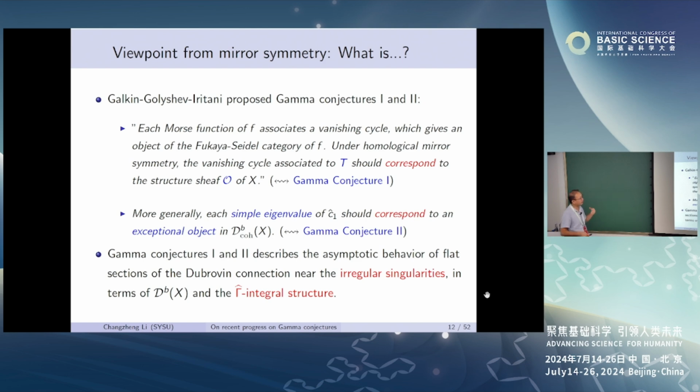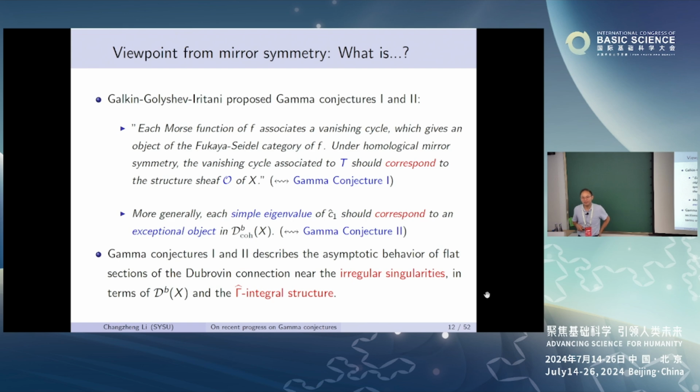So in this philosophy, the structure sheaf of X should correspond to the spectral radius T. Somehow that's the origin of the name, and the gamma conjectures are in this sense. With one more assumption, that the quantum cohomology is semi-simple, each exceptional object has a one-to-one correspondence with a simple eigenvalue, roughly. Okay.